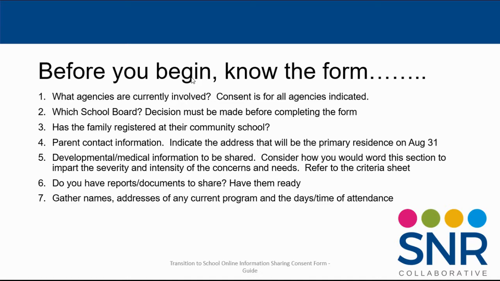The only time where you would have two school boards is if one of those school boards is Kids Ability School. Ask the family, have they registered at their community school? If they have not, it's really going to slow down the process. Please encourage the family to register at their community school.